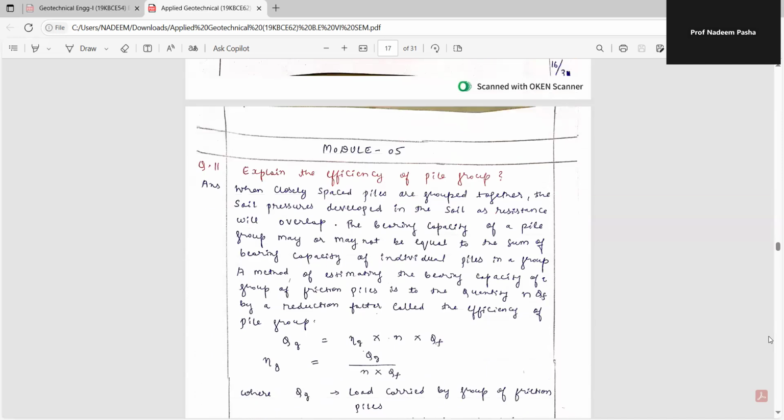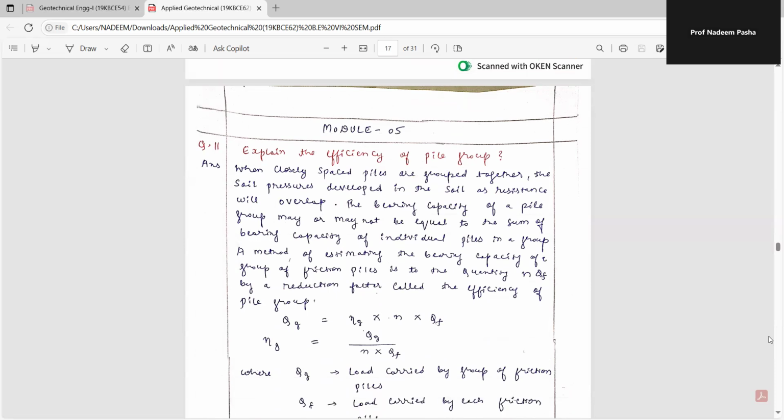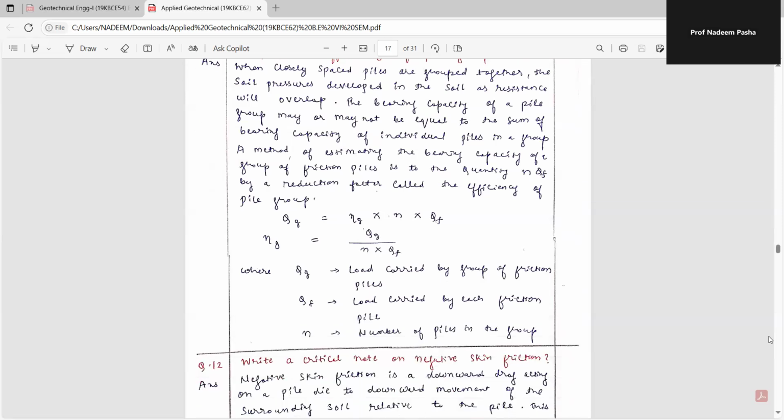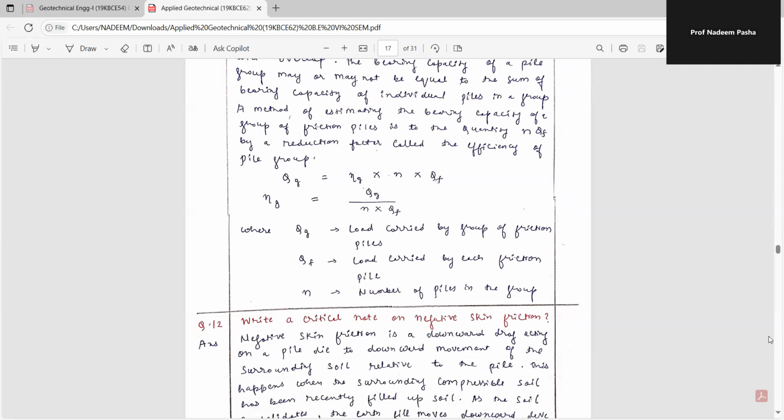Explain the efficiency of pile group. When closely spaced piles are grouped together, the pressure zones developed in the soil as resistance will overlap. The bearing capacity of a pile group may or may not be equal to the sum of the bearing capacities of individual piles in a group. A method of estimating the bearing capacity of a group of friction piles is to quantify it by a reduction factor called the efficiency of pile group. QG equals eta G into N into QF, where eta G equals QG by N into QF, where QG is the load carried by the group of friction piles, QF is the load carried by each friction pile, and N is the number of piles in the group.